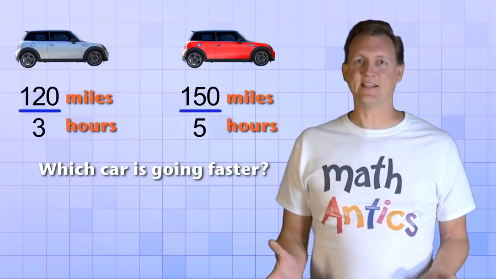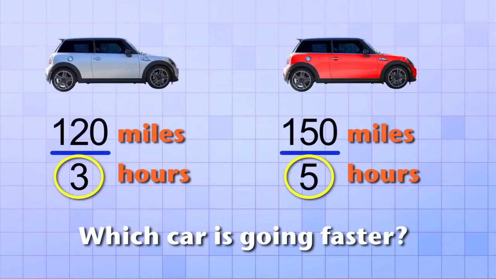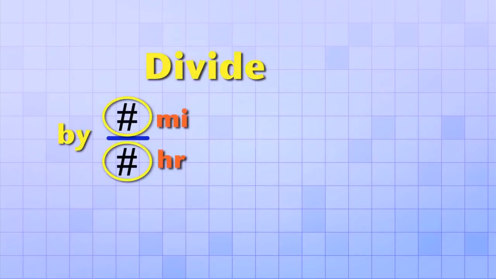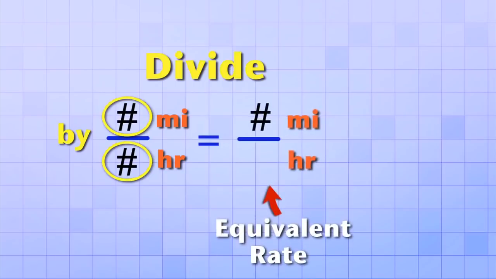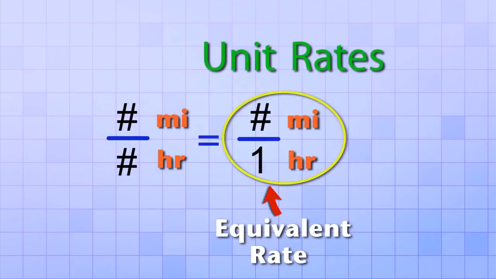Well, it's not all that easy to tell when the rates have different bottom numbers. Fortunately, it's really easy to change a rate so that it has 1 as the bottom number. All you have to do is divide the top number by the bottom number. The answer you get is the top number of the new equivalent rate, and the bottom number is just 1. Rates like this are called unit rates because unit means 1.